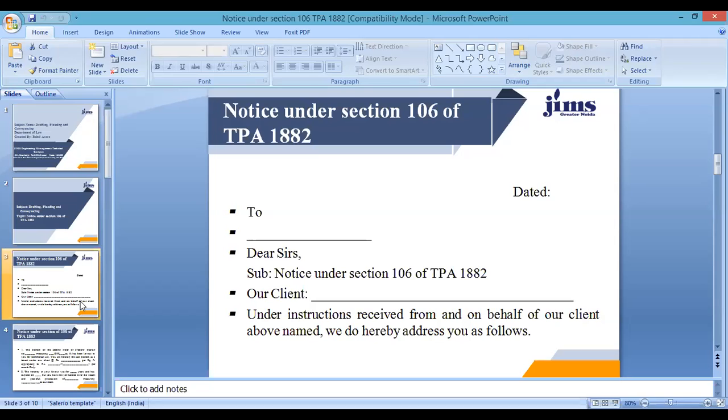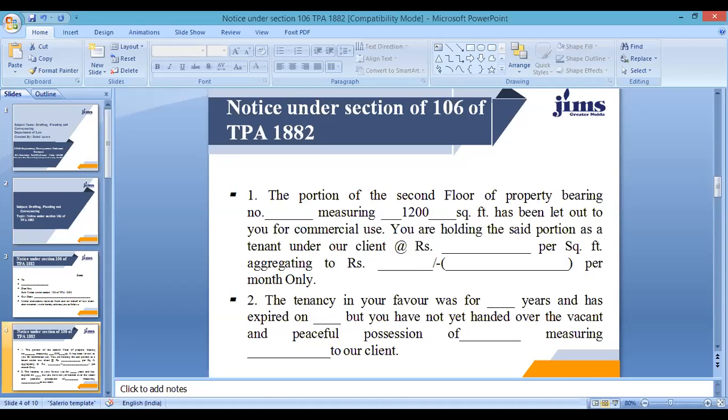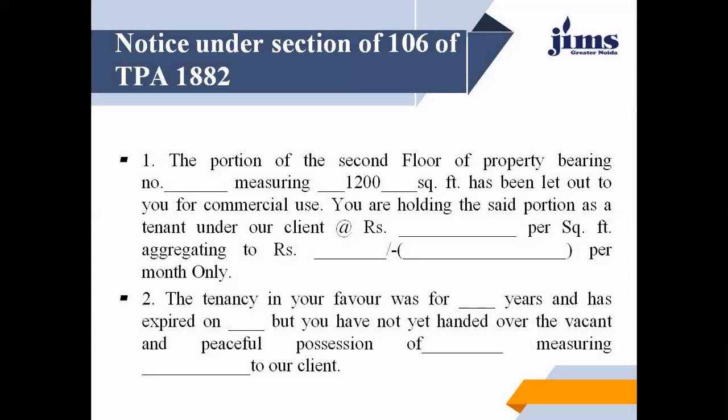Thereafter, if this particular notice has been served through an advocate on behalf of his client, then you may write: under instructions received from and on behalf of our client above named, we do hereby address you as follows. Further, you may explain the facts as below mentioned.